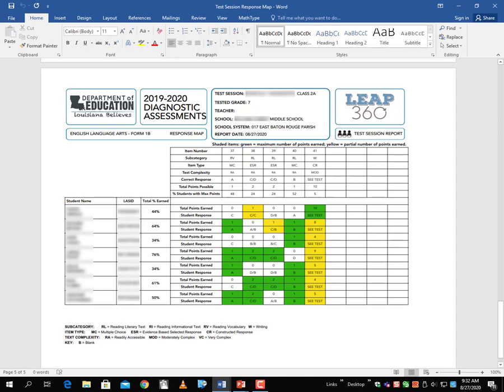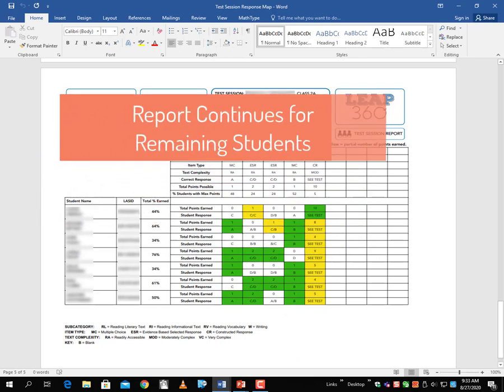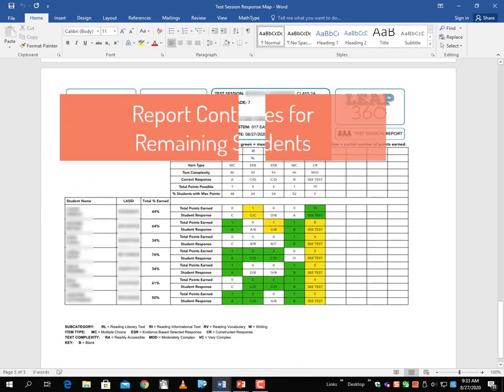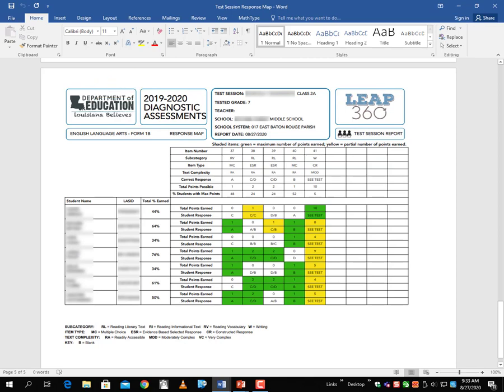What I want you to note though is that you see how it ended at 41 for these? And there were one, 2, 3, 4, 5, 6, 7. There were 7 students. The next page, you're going to start over with the other 7 students. So this could end up being like 15 pages, 17 pages, depending on how many students are in your session.